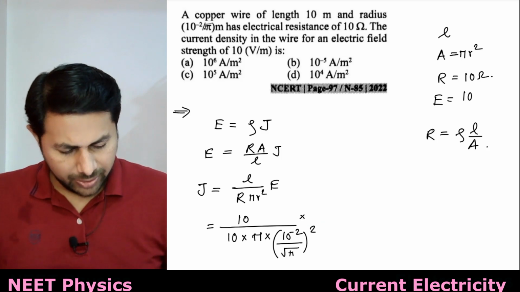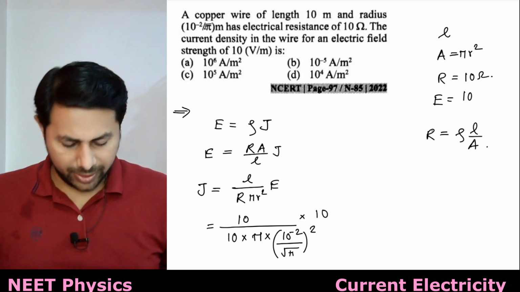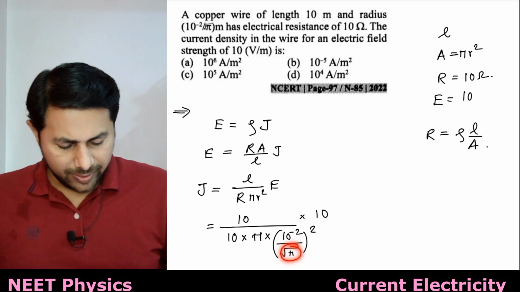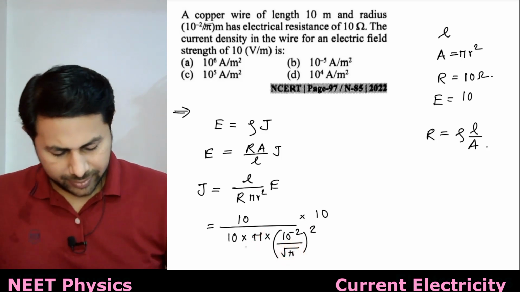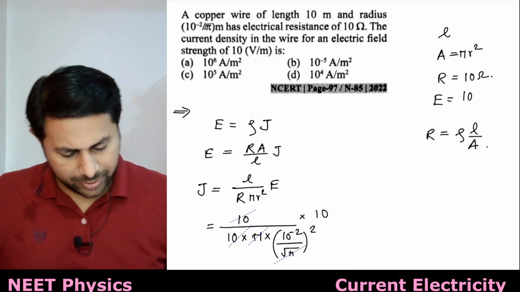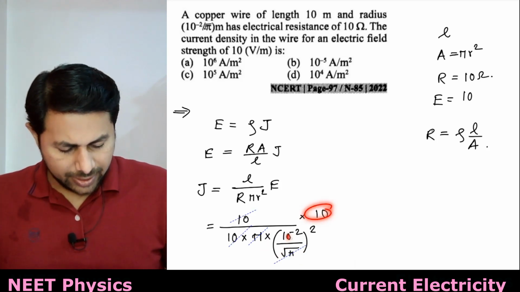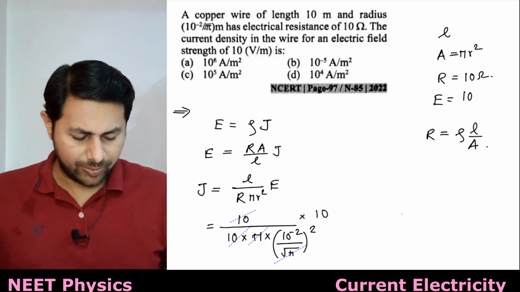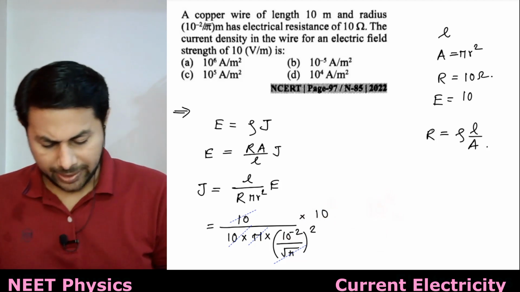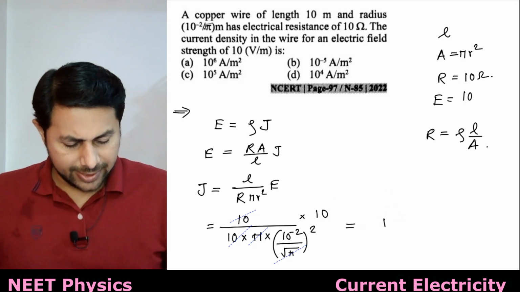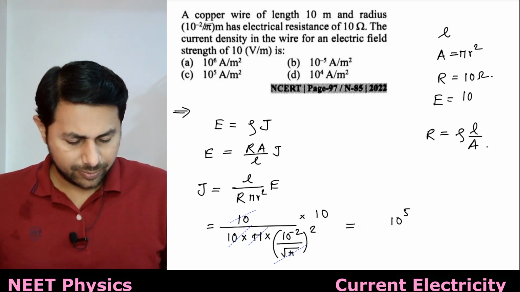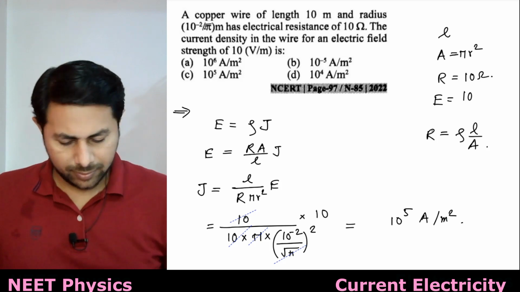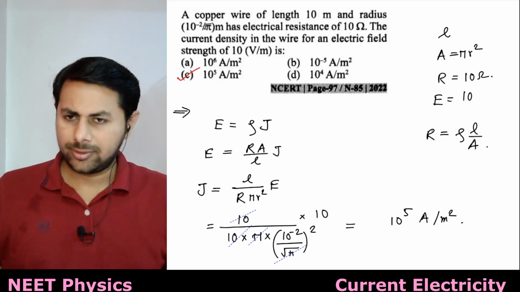And then you have the electric field. How much is the electric field? Electric field is also 10. So root pi square and this pi will get cancelled out, and the 10 gets cancelled out. What remains is 10 raised to minus 2 squared, so that is 10 raised to minus 4. In the numerator it will be 10 raised to 1 plus 10 raised to 4, that means 10 raised to 5. So the answer is 10 raised to 5, so it is option C.